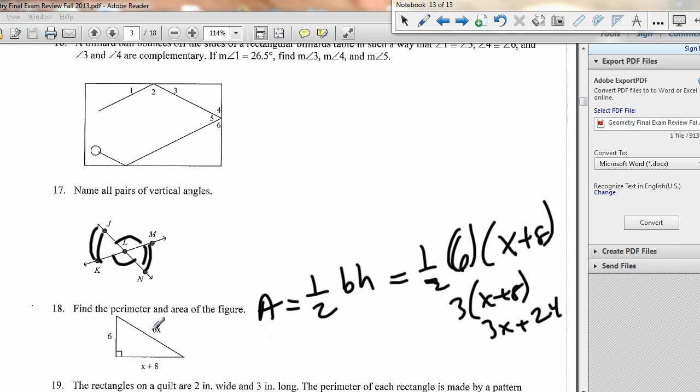If you're going to do perimeter, you just add up 6, x, plus 8, x, plus 8, plus 6. And all of that will give you the perimeter. You can't actually get a number. You're just going to have to simplify a little bit. 7x plus 14 equals the perimeter. Okay.